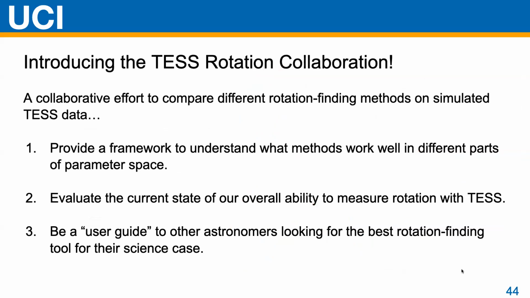It's called the TESS Rotation Collaboration, and it is a collaborative effort to compare different rotation finding methods on simulated TESS data. The goals here are threefold. We want to provide a standardized framework to understand what methods work well in different parts of parameter space. We want to evaluate the field's overall current ability to measure stellar rotation and how confident we are in the rotation periods we recover. And we want to aim to be a user guide for people who are outside the field and want to use our tools. It can be a little overwhelming to step into a new subfield and process the dozens of papers on this topic. And so this can help get people to the tools that will help their science most more quickly.